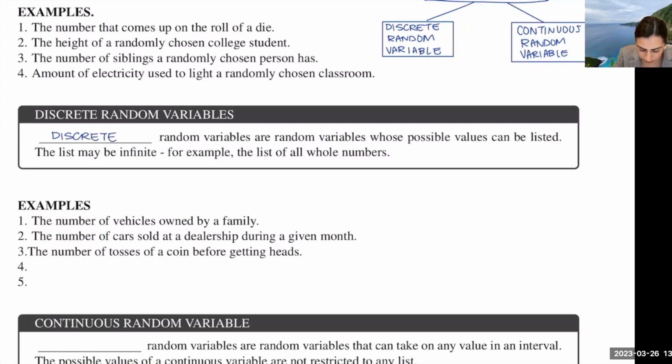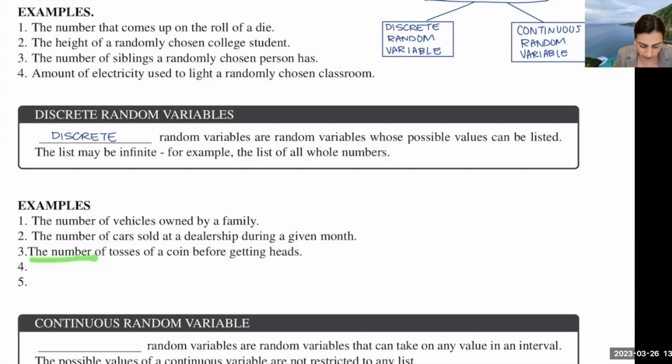So for example, the number of vehicles owned by a family, that could be 0, that could be 1, that could be 2, that could be 3, that can be 4. Notice that all of these values, we can actually list them, okay? And they're normally going to be whole numbers. Not all the time, but they're mostly going to be whole numbers. Another example is the number of cars sold at a dealership in a given month. It could be 0, it could be 1, it could be 2, it could be 3, it could be 20, it could be 30. But again, we can actually order those, or we can actually list all of those possibilities.